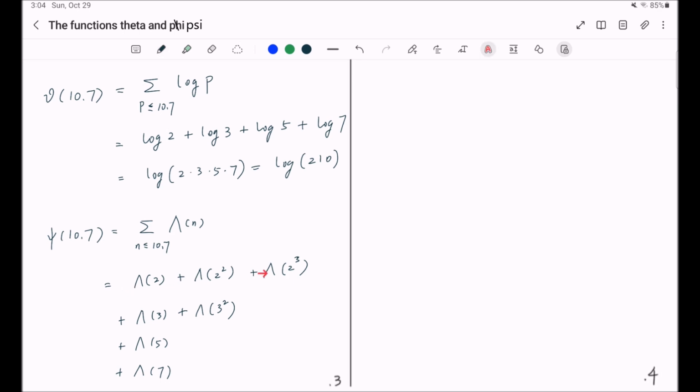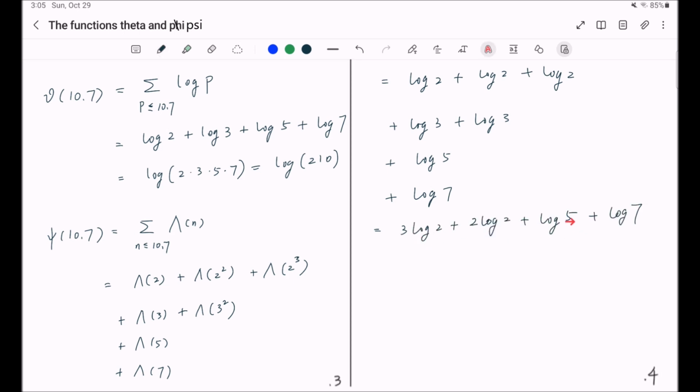We first take the lambda function of those powers of primes and sum them up. And this sum is equal to log of 2 plus log of 2 plus log of 2 plus log of 3 plus log of 3 plus log of 5 plus log of 7, just by definition. So you can combine them, but we'll just leave this as it is without further combining them.